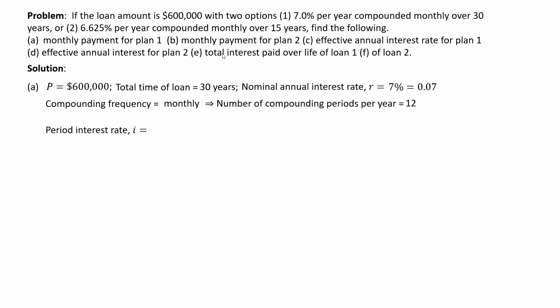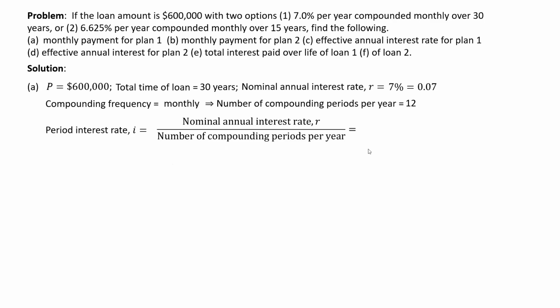Period interest rate is R over M, the nominal annual interest rate R divided by the number of compounding periods per year, M. And so that is 0.07 over 12. I'm not figuring out what that is as a decimal, just leaving it as 0.07 over 12. And the total number of compounding periods is what? Aha! 30 years, and there are 12 compounding periods per year. So 30 years times 12 is 360 periods, right?